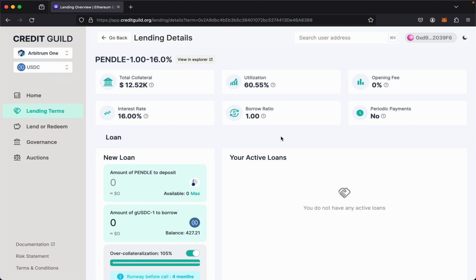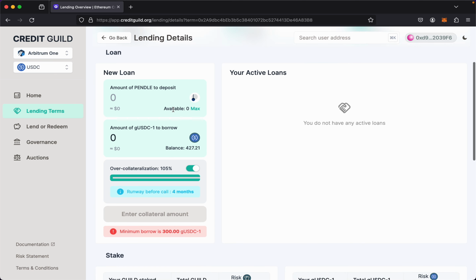Just a couple things to highlight here. One is the borrow ratio. You might be more familiar with the term LTV, loan to value, in which the amount you could borrow against a given collateral is expressed in dollar terms, right? So they might say, you can borrow 50 cents of USDC against $1 of ETH. The Credit Guild is an Oracle-free lending pool, so all ratios are expressed in unit rather than price terms. So this says that you can borrow 1 USDC per Pendle token.